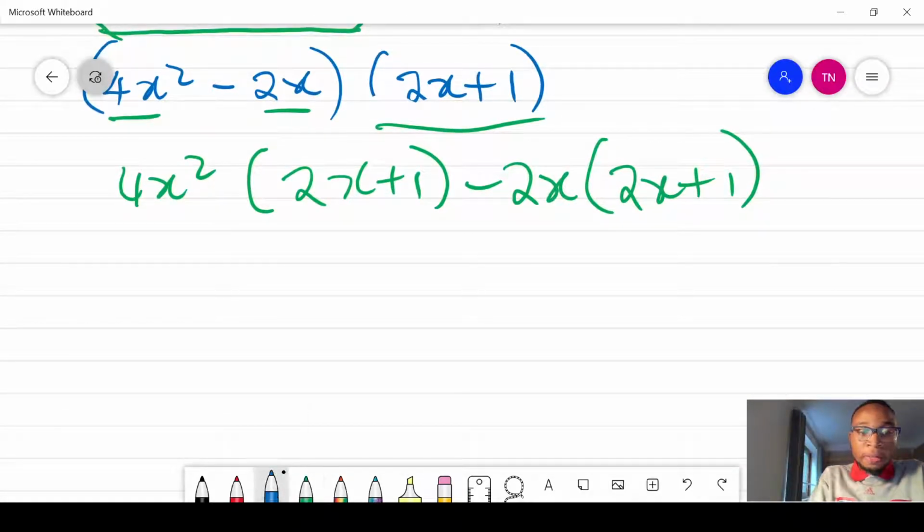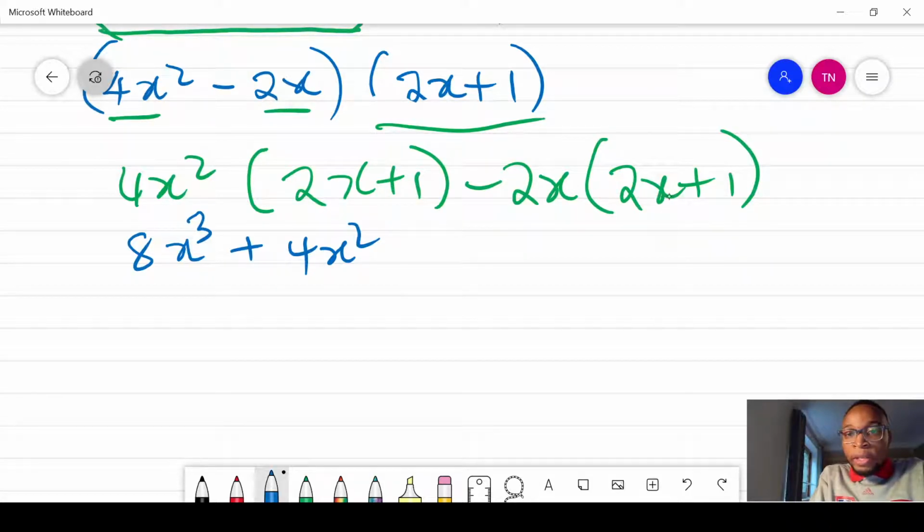Then when you do that, you're going to have 4x multiplying 2, that becomes 8x cubed, that is 4x squared multiplying 2x. So this becomes 8x cubed. Then 4x squared multiplying 1 becomes just 4x squared. Then minus 2x multiplying 2x becomes minus 4x squared. Then minus 2x multiplying just 1 becomes minus 2x.